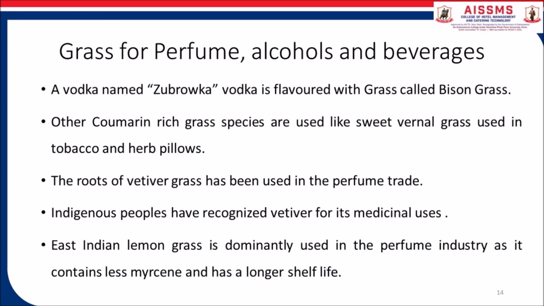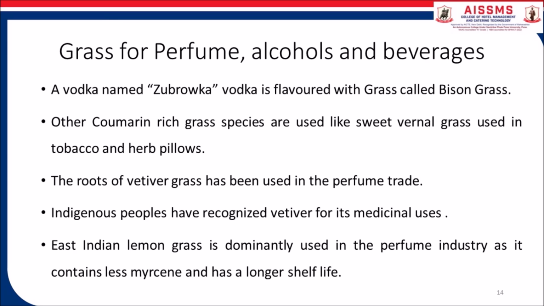There is a popular vodka named Zubrovka, which is flavored with a particular variety of grass called bison grass. Other coumarin-rich grass species are used in the same way, like sweet fennel grass used in tobacco and herbal pillows. For centuries, the oil extracted from the roots of vetiver grass has been used in the perfume trade. Indigenous people have recognized vetiver for its medicinal uses as well.